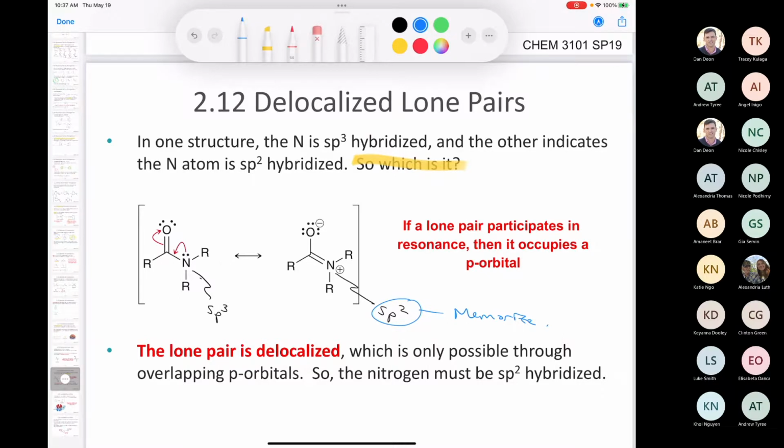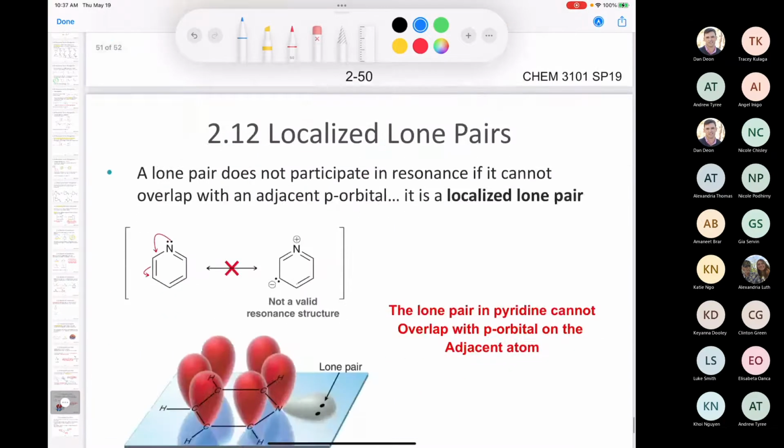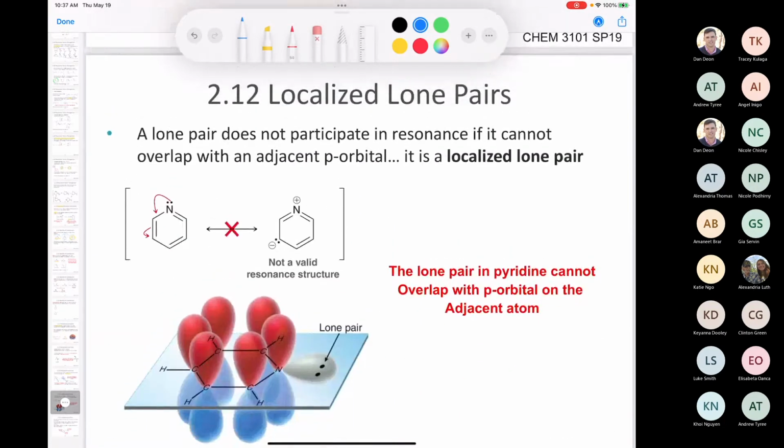Since the lone pair is delocalized, the only way that it could be delocalized is if the nitrogen is sp2 hybridized, because then you'd have 1, 2, 3 overlapping unhybridized p orbitals, which would form a conduit for the electrons to move through. A lone pair does not participate in resonance if it cannot overlap with an adjacent p orbital. Then it's going to be a localized lone pair.